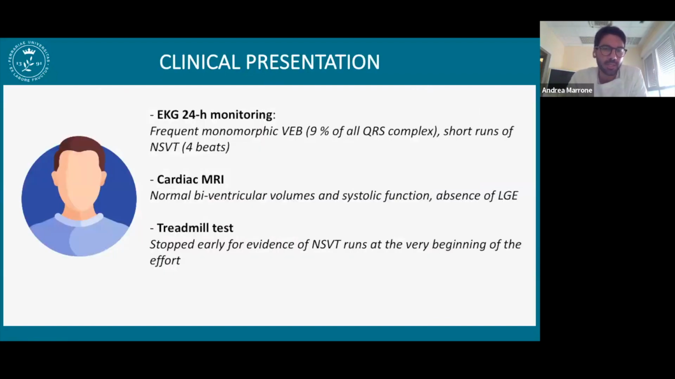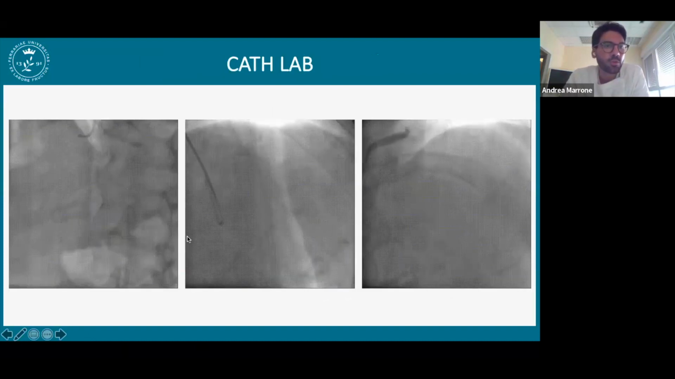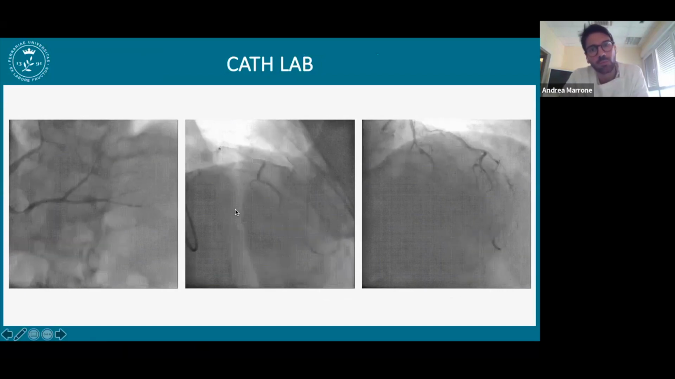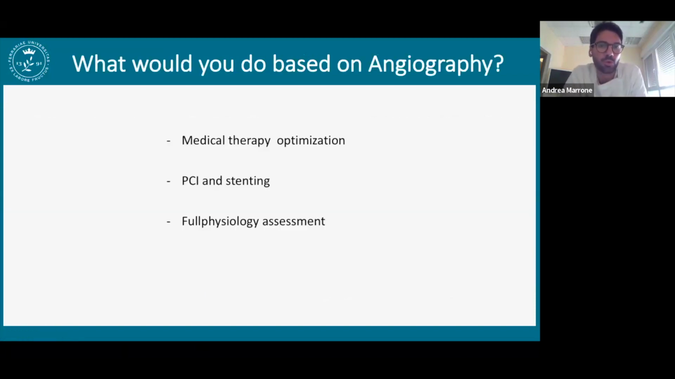So, given all this new data, the patient was referred to our attention, and of course we decided to bring him back to the cath lab in order to better understand and evaluate this intermediate lesion on the LAD. This was his therapy before hospital admission. As we can see, he was on aspirin, valsartan, statin, and beta blockers. So we brought the patient back to the cath lab, and of course we could see the same lesion that we were expecting. And at this point, we had to decide what to do next. So Simone, can you tell us something more about this decision?